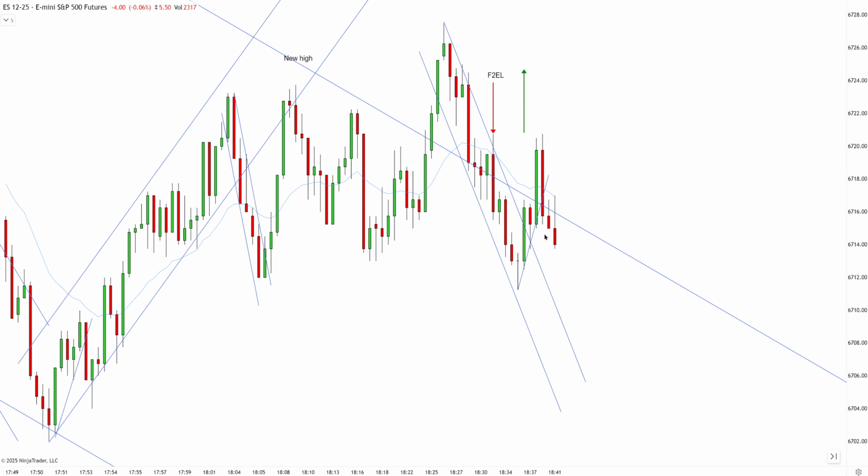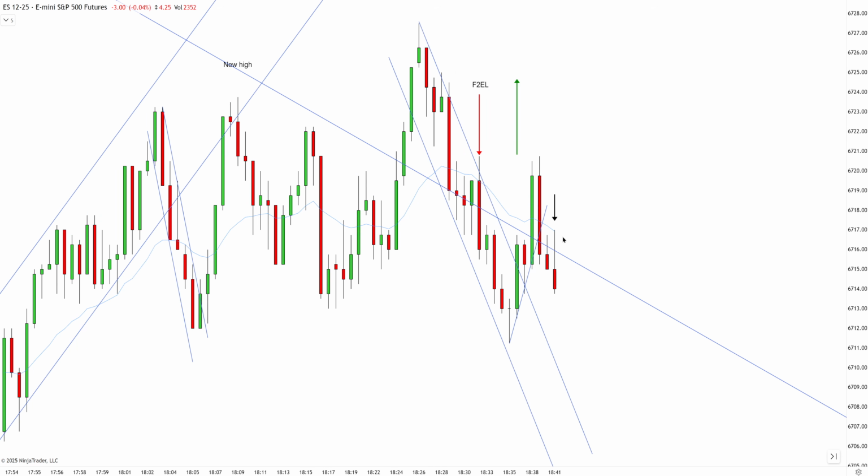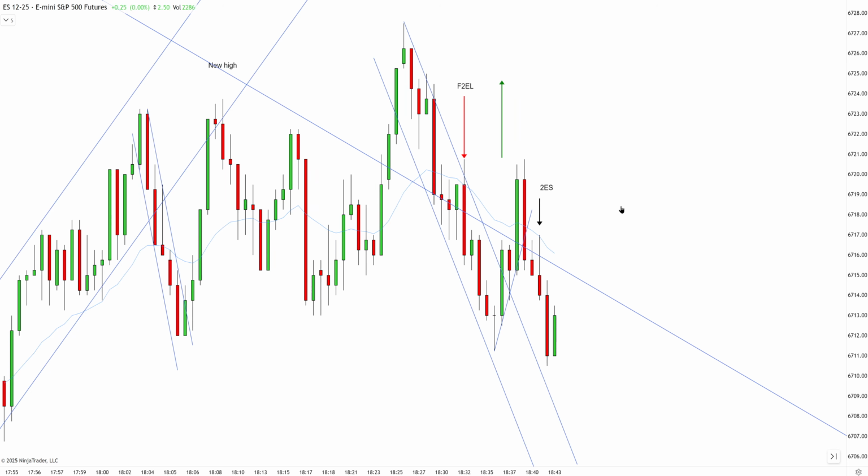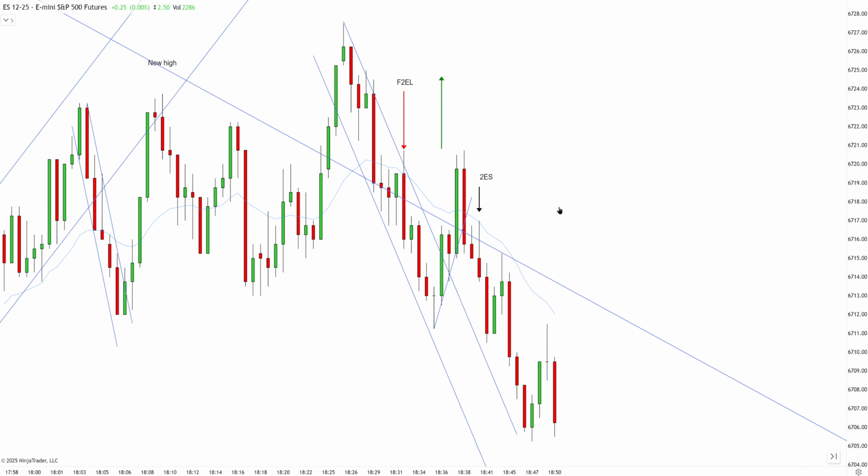New low, first entry short, pullback, second entry short. Downtrend is a new low. We're back below EMA. It's not fully at the EMA. You can tell, once again, no pullback in between. It's quite a gap between the body and the EMA, but it's a decent second entry short. And the downtrend continues to go lower.